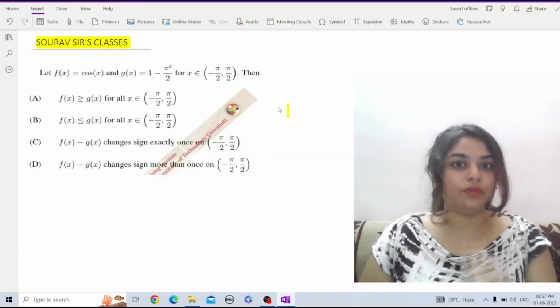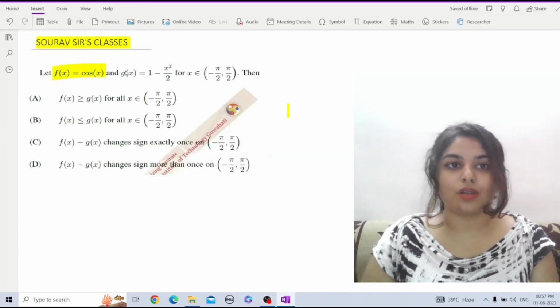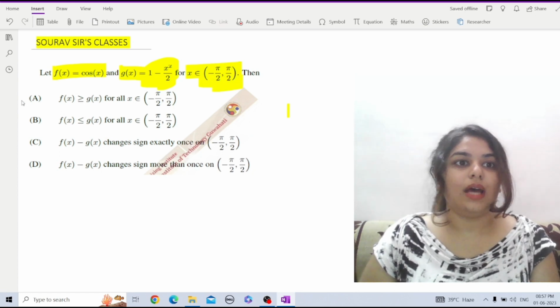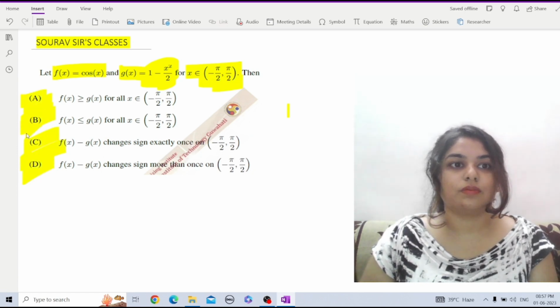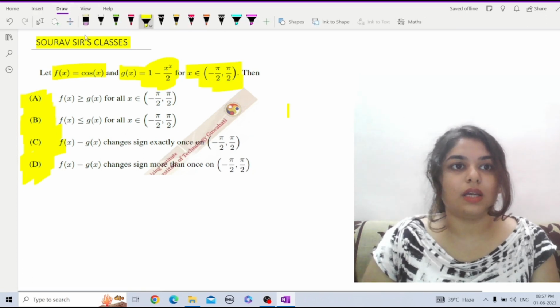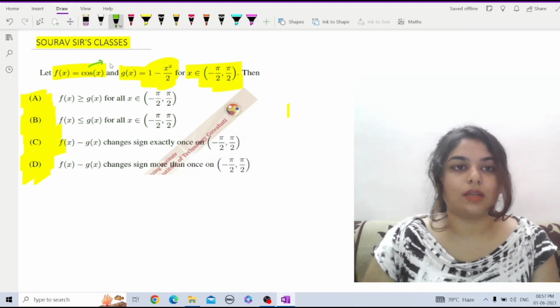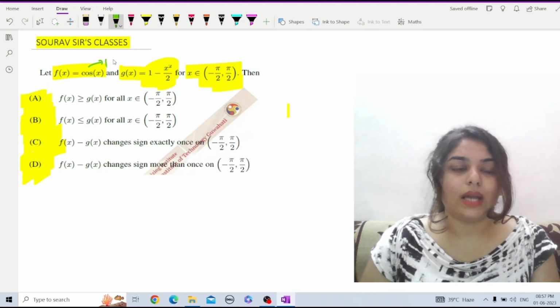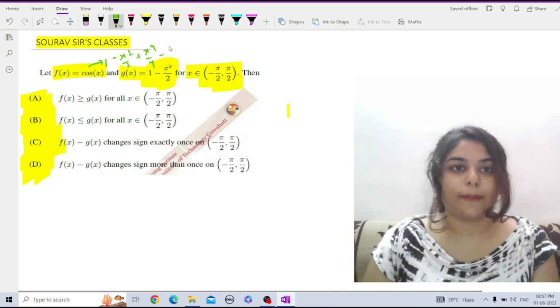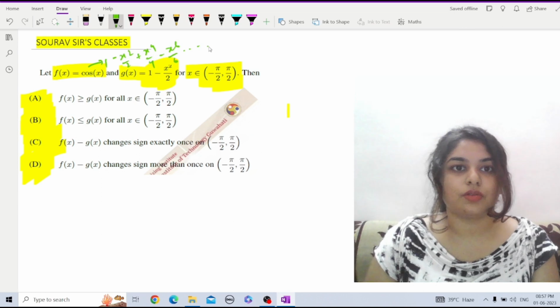The next question in front of you is: given that f(x) = cos x and g(x) = 1 - x^2/2 for x belongs to [-pi/2, pi/2], there are the following options given and we have to mark the correct answer. First, we know that cos x can be written as 1 - x^2/2 + x^4/4! - x^6/6! and so on till infinity, and g(x) is given by 1 - x^2/2.